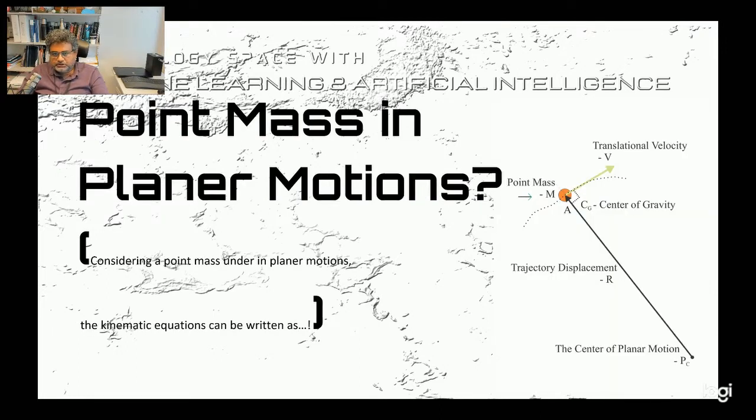So let's talk about a point mass in a planar motion. You can imagine this situation as a point mass moving on a frictionless table. Because of that, the gravitational field is directed towards the surface. The point mass is denoted by m, and the center of gravity of this point mass is denoted by Cg. The motion of this point mass we have to relate to a specific point. That point is denoted as the center of planar motion, which is represented by PC.